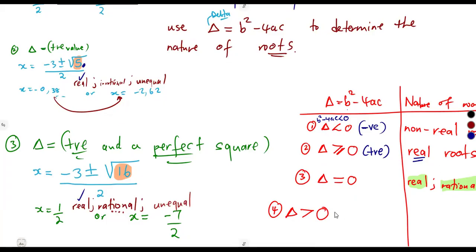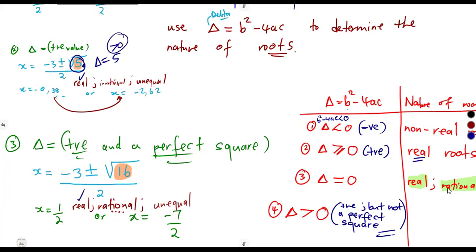All right? But not a perfect square. Remember, greater than 0 means you're talking about positive values, but not a perfect square. This is where we come here. This 5 is our delta. What type of a number is this? It's a positive value. This number 5 is greater than 0, but it's not a perfect square.